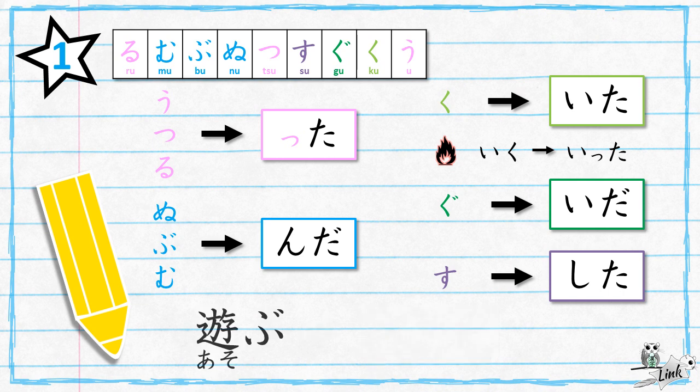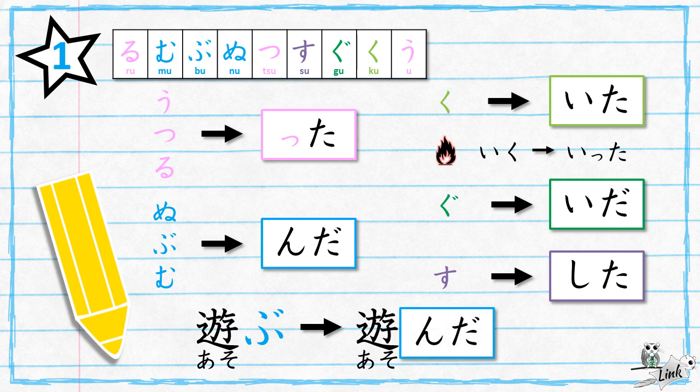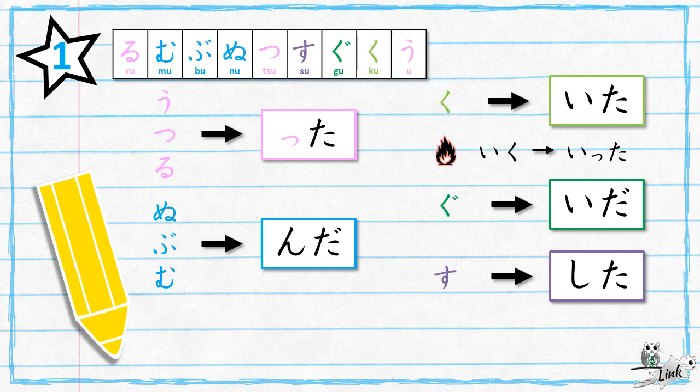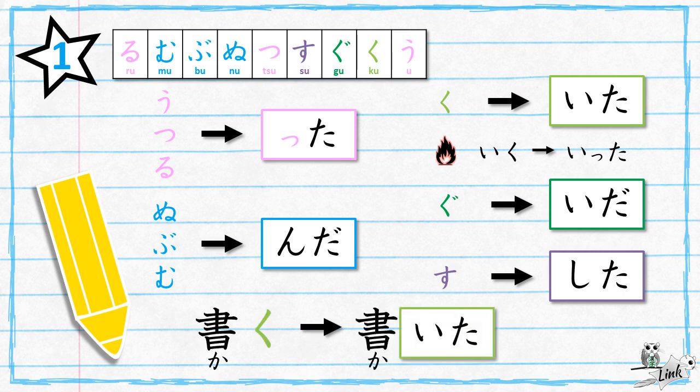Can you try with asobu, to play? Take out the final bu and put nda instead. Right, asobu becomes asonda, I played. How about kaku, to write? You turn the final ku into ita. Kaku becomes kaita, I wrote.